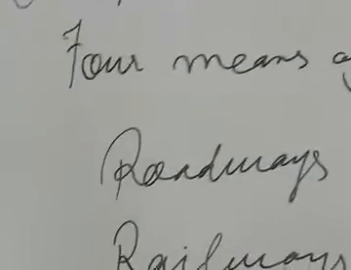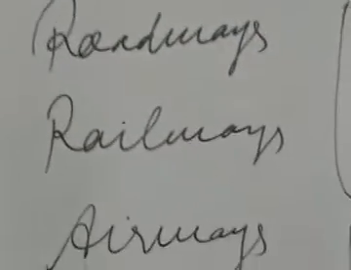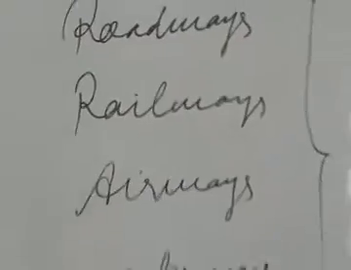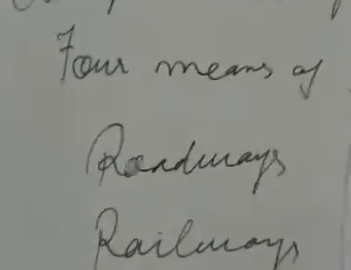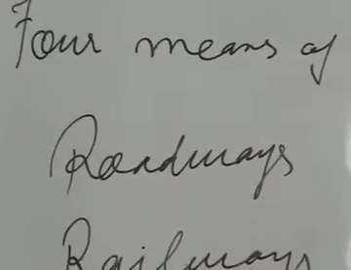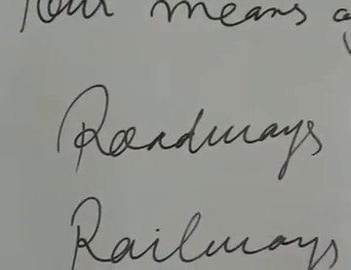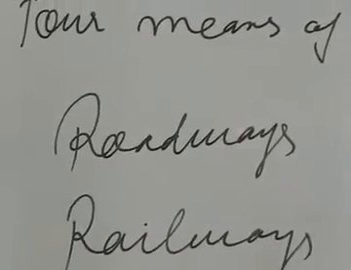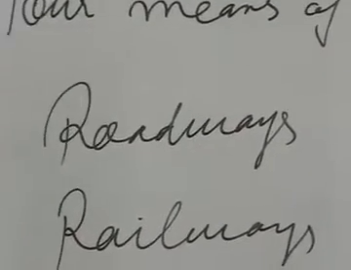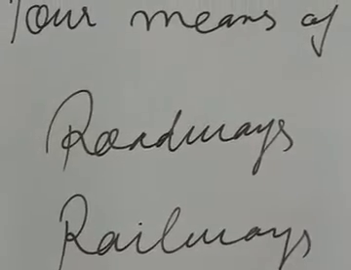They are roadways, railways, airways, and finally number four, waterways. So the most common transportation is roadways, which is available for every single person in the world. It is convenient, it is cheap, it is easily available, and then after that we reach the railways.